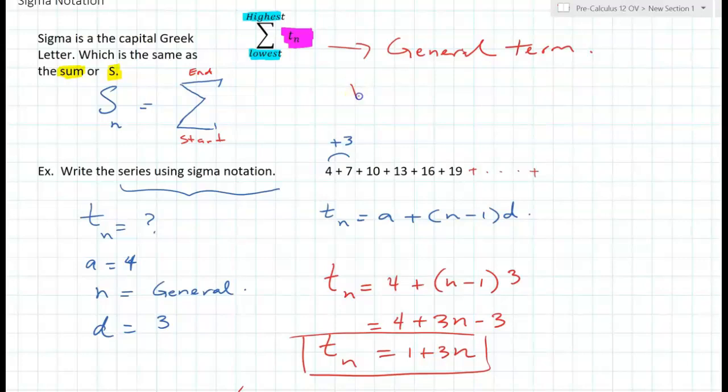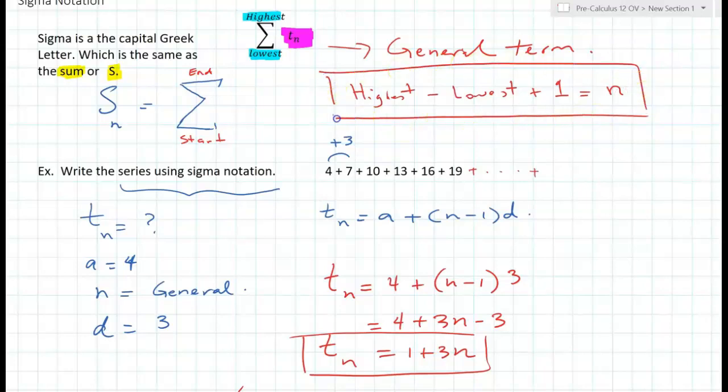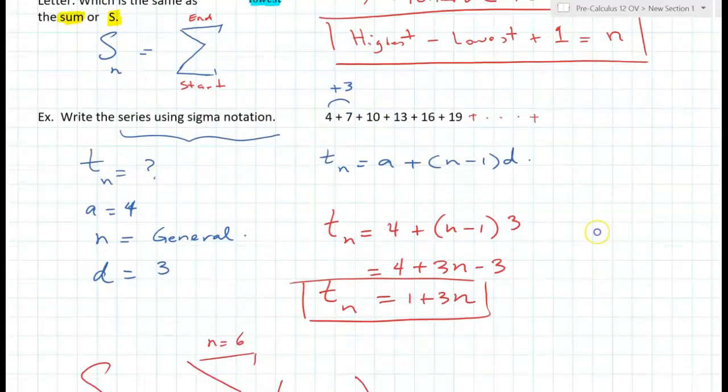You take the highest value, the highest term number, subtract away the lowest number, plus 1. That will give you the value of n. So the highest value of n, which is given to you, minus the lowest bound, whatever that is, and then add 1 to it, you will get the term number.